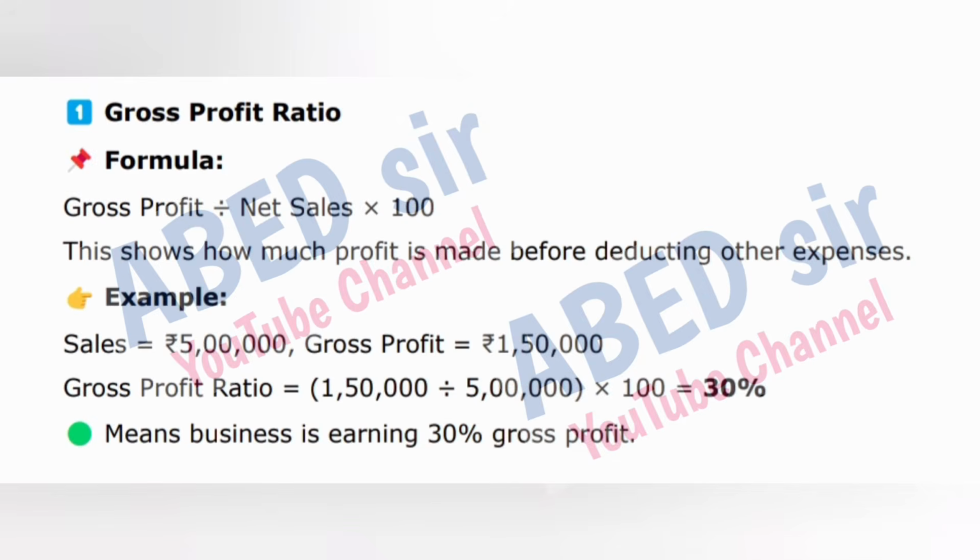1. Gross profit ratio. Formula: gross profit divided by net sales times 100. This shows how much profit is made before deducting other expenses. Example. Sales is equal to 5 lakh rupees. Gross profit is equal to 1,50,000 rupees. Gross profit ratio is equal to 1,50,000 divided by 5 lakhs times 100 is equal to 30%. Means the business is earning 30% gross profit.